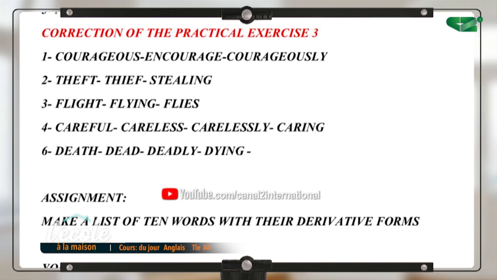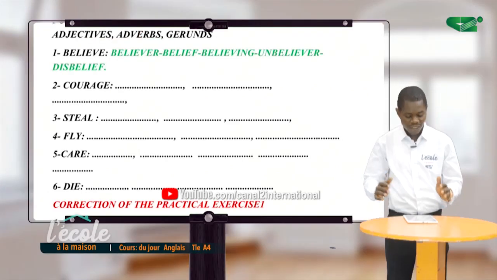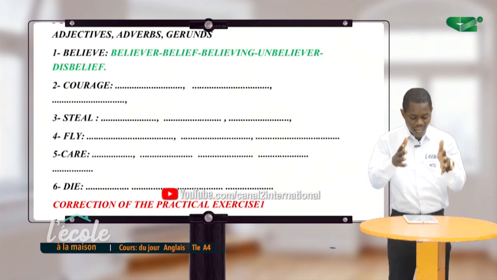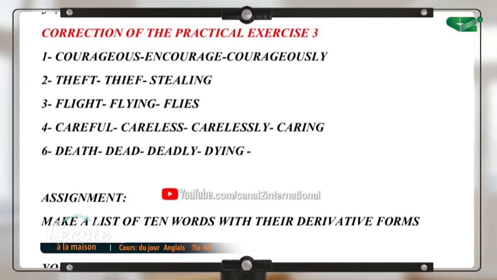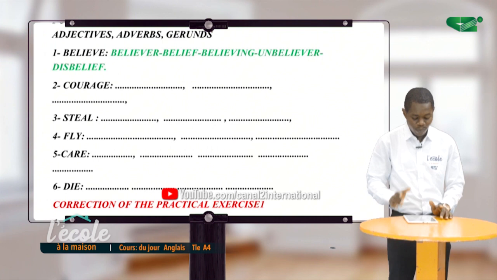Caring is just a gerund, the fact of taking care. The last one, which is not the least, to die, derived into four other forms. We have death, which is the noun. We have dead, which is an adjective, a dead person. And then we have deadly, which is an adverb. And then dying, which is a gerund, or a present continuous form. Those are the different corrections that we brought for the three given practical exercises.